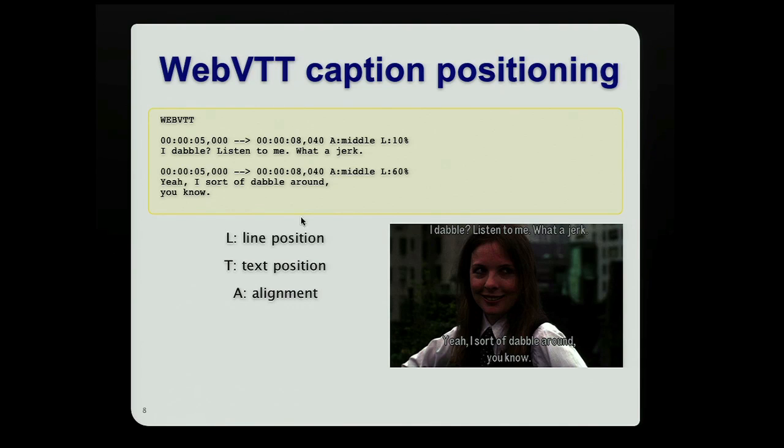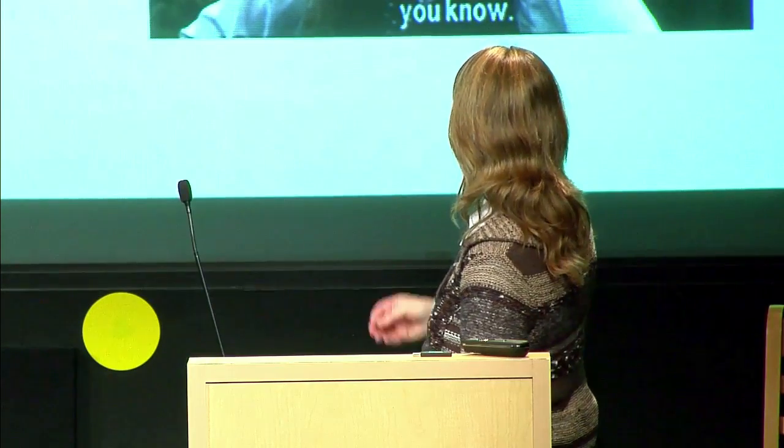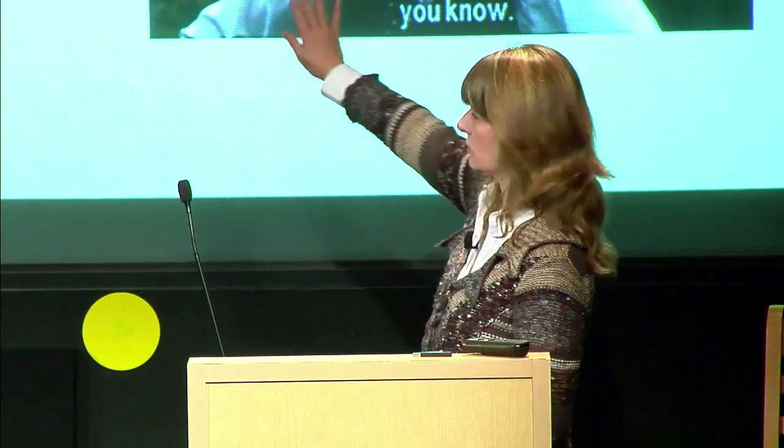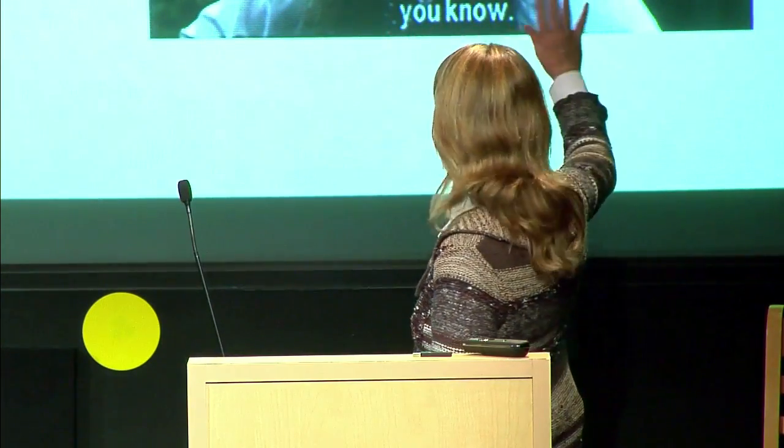There are line positions, so the concept of display lines exists in WebVTT. So the line position allows people to directly address a specific line. It can be done with a line number or a percentage. Then we have the text position. This means we're placing the text either on the left, in the middle, or on the right.